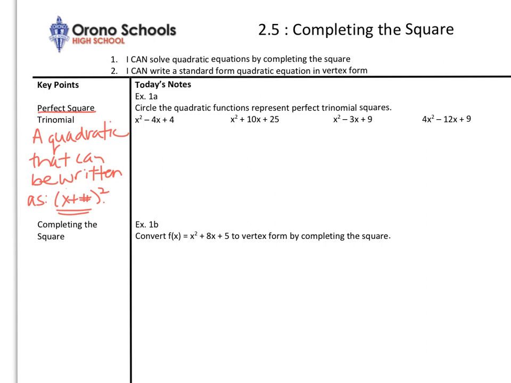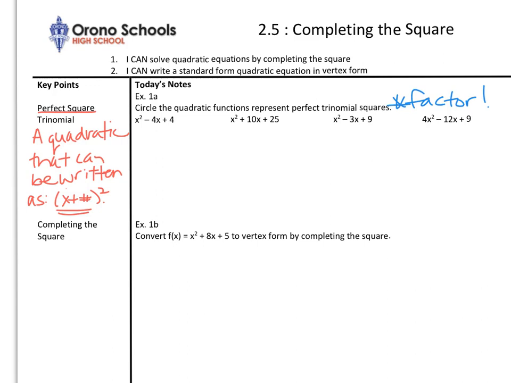Over on the right, it says circle the quadratic functions that represent perfect trinomial squares. Well, to figure out whether or not this works, we're going to have to factor. And that's something that we talked about in the last chapter. x squared minus 4x plus 4.